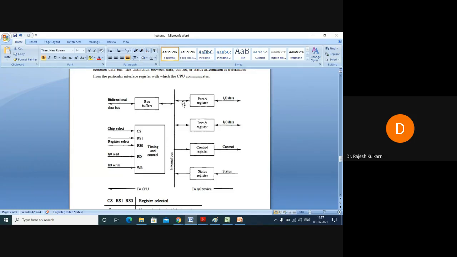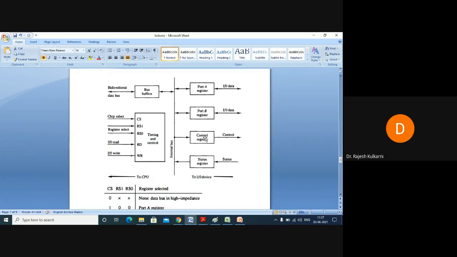The data comes to the bus buffers. Whether it comes from the CPU or goes from the input output devices, it stays here at the buffers. You also have the control register, the status register, and this timing and control register.